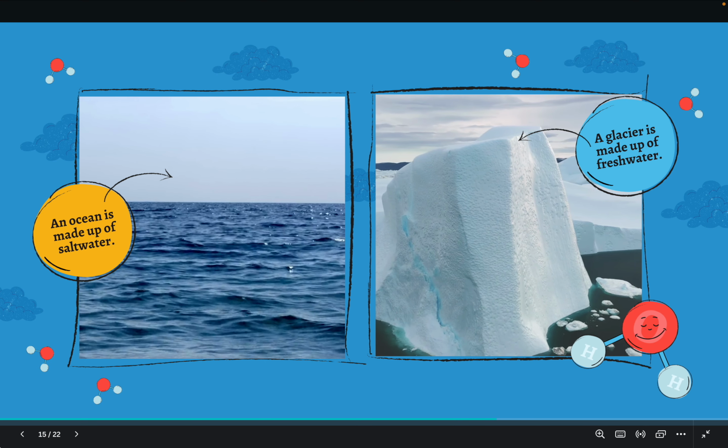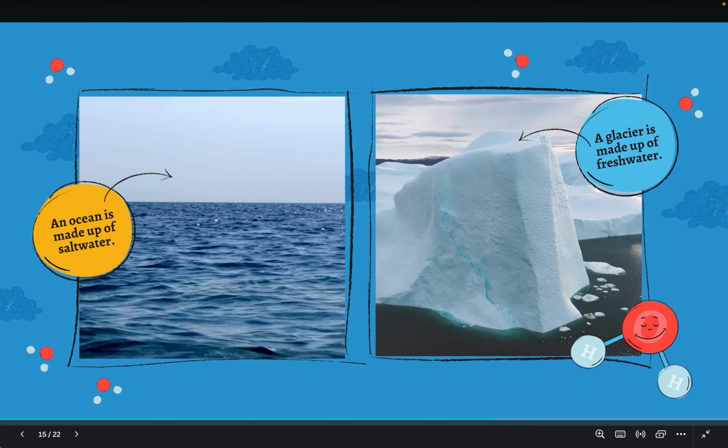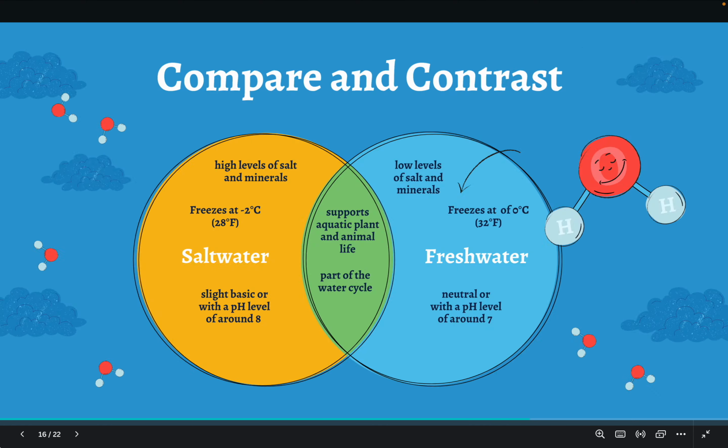So, an ocean is made up of salt water. A glacier is made out of fresh water. Compare and contrast. First, salt water: high levels of salt and minerals, freezes at about -2 Celsius or 28 Fahrenheit, slightly basic with a pH level of around 8. Now fresh water.